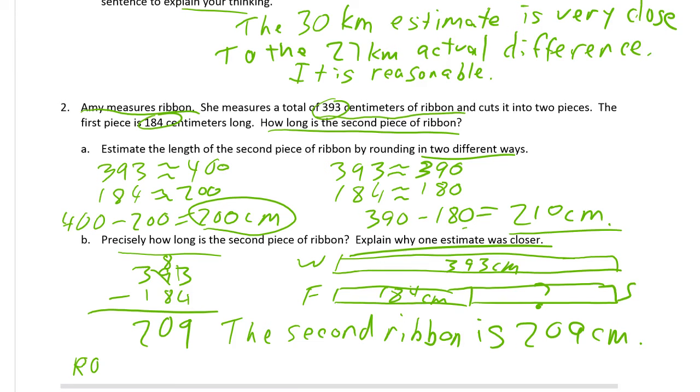And when you round by a smaller place value, you get closer estimates. If you're rounding by tens, it's going to be closer, like here, the 393 and the 390. That's only three apart. And the 184 and 180, that's only four apart. But here, this is seven apart. And then here, it's 16 apart. So when you're rounding to smaller place values, you're going to get closer estimates. The most you can be off by rounding by tens would be 5 centimeters. But if you're rounding by hundreds, you could be off by 49.